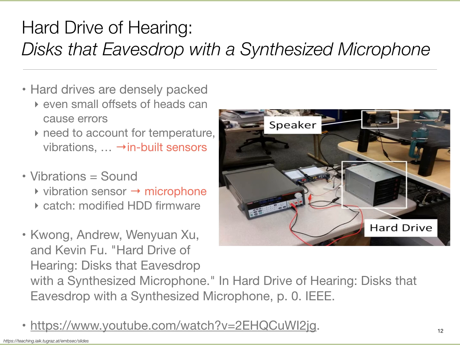But what are vibrations? Well, vibrations are nothing but sound. So essentially, these disks are also super sensitive to sound, because sound induces vibrations, and the circuitry in there is really designed around it. What this paper does is basically convert the hard drive in a computer into a synthesized microphone. Essentially, the hard drive becomes the microphone because it's so sensitive. So this is another example of a side channel.